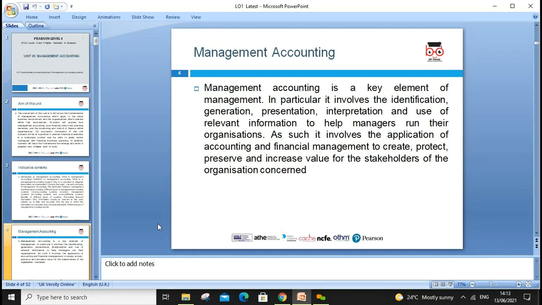So what is management? Management accounting is an element of management. Management is a process of designing an environment to achieve pre-selected objectives. Pre-selected objectives are the management. So we need to make sure we achieve our objectives.